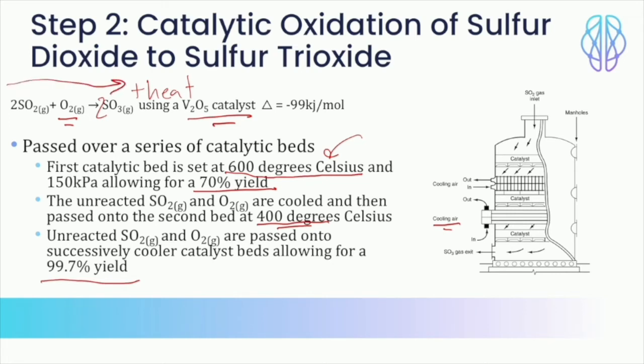So thus, by way of review, 600 degrees Celsius is to maximize the effectiveness of the catalyst. However, the yield's not that great. What we do to maximize the yield is progressively use cooler and cooler catalyst and excess oxygen, right? So thus, at the very final bit, we get a yield that's very, very good.